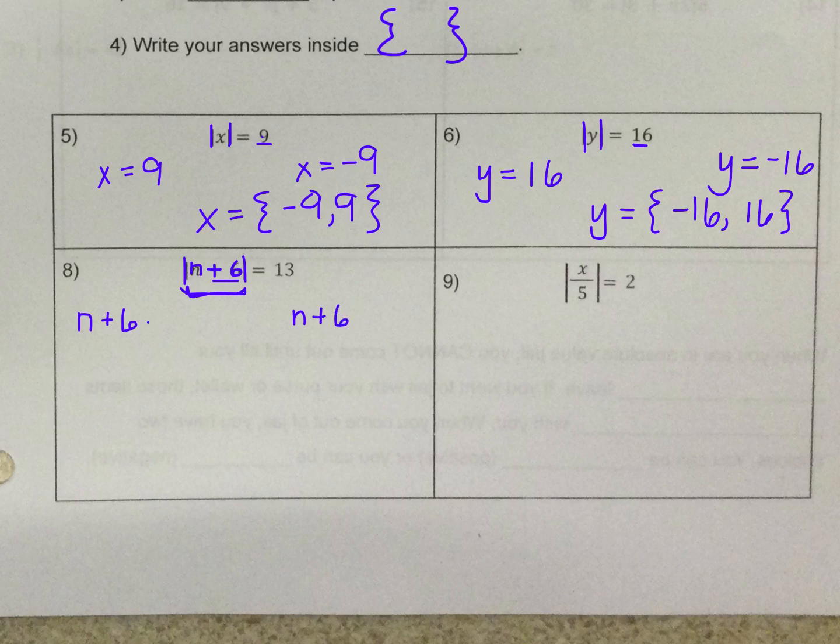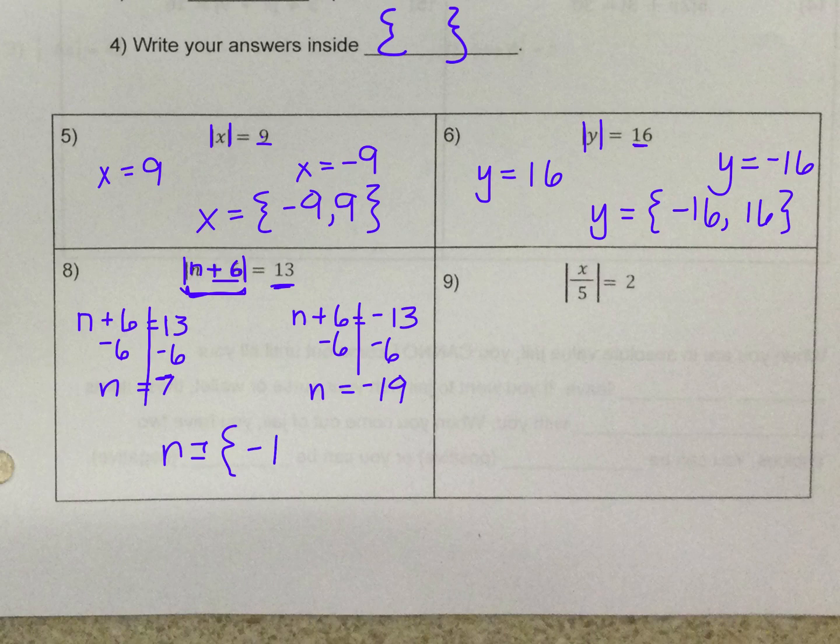Okay, so he's out of jail now, and he has 2 choices. He can make positive choices and be a positive 13, or he can make bad choices and be a negative 13. And now we have to solve this equation. So I'm going to subtract 6 on both sides. N equals 7. I'm going to go over to the second equation. Subtract 6. N equals negative 19. So N is going to equal either negative 19 or 7.